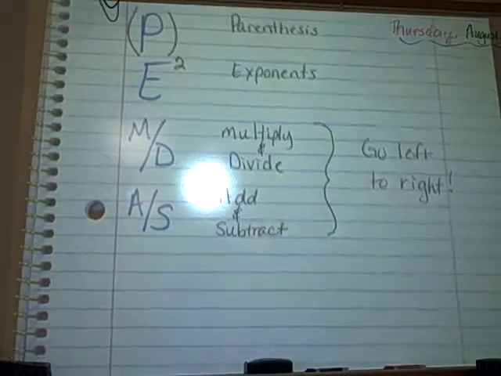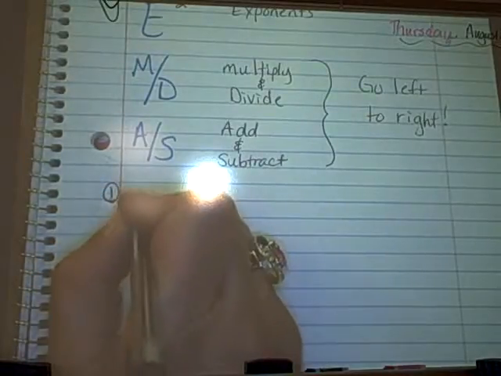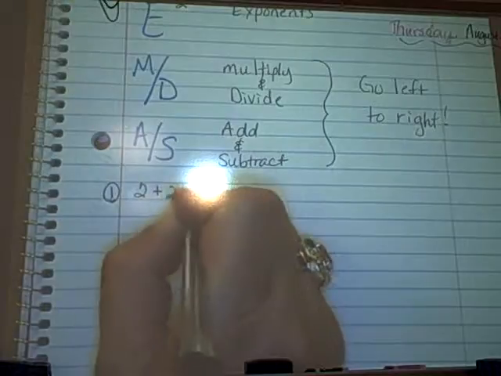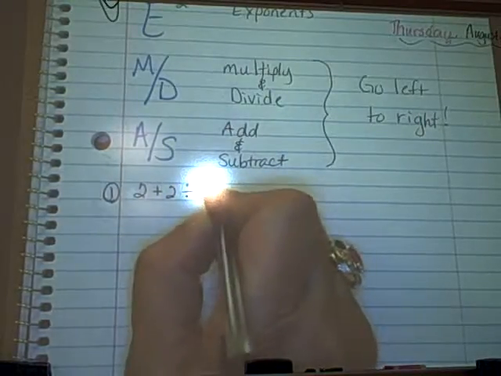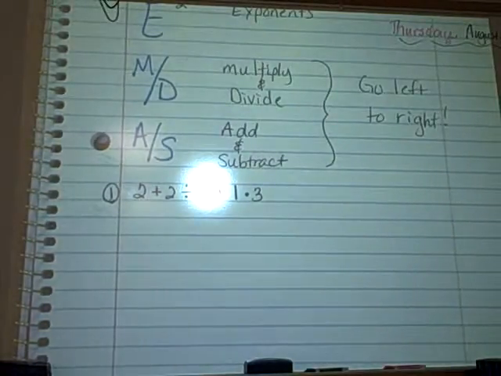So we're going to do 3 little examples. These are real basic examples. The first one, 2 plus 2 divided by 2 plus 1 times 3.